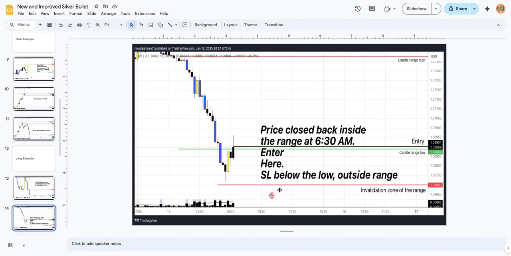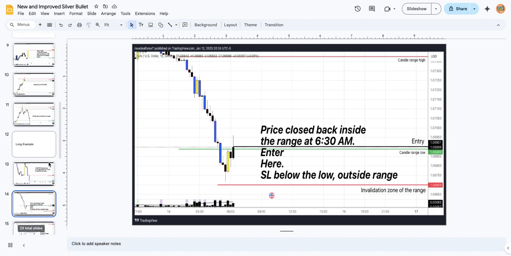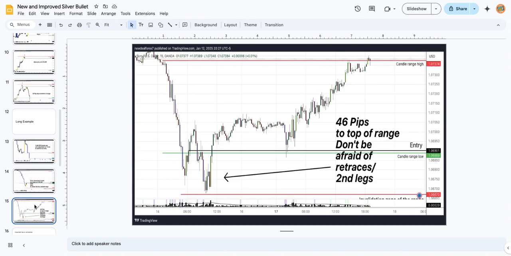Okay, stop loss outside of the range. And you'll see here this red line. That's the invalidation zone of the range. Now this one took a little while, so I had to zoom out to get all the candles to show how it progressed. But see how our entry is here.